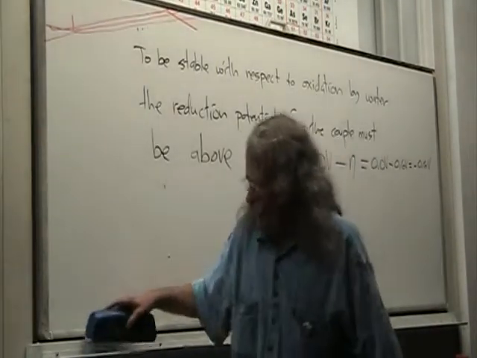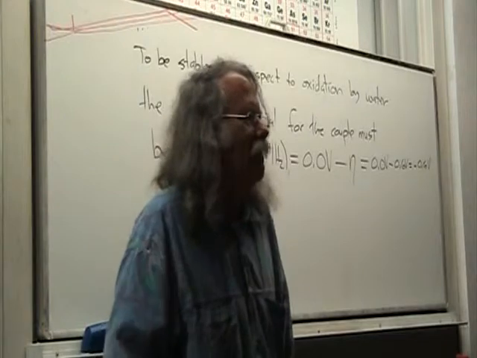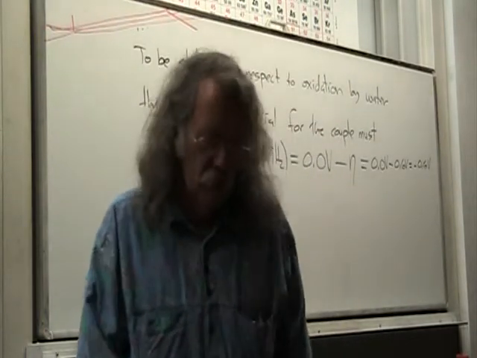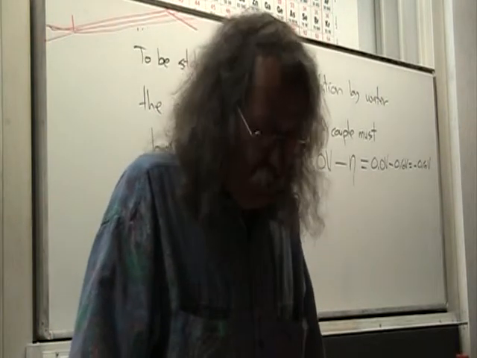So you look at both sides of the half reaction. You can find the ions. You find the ionic forms.